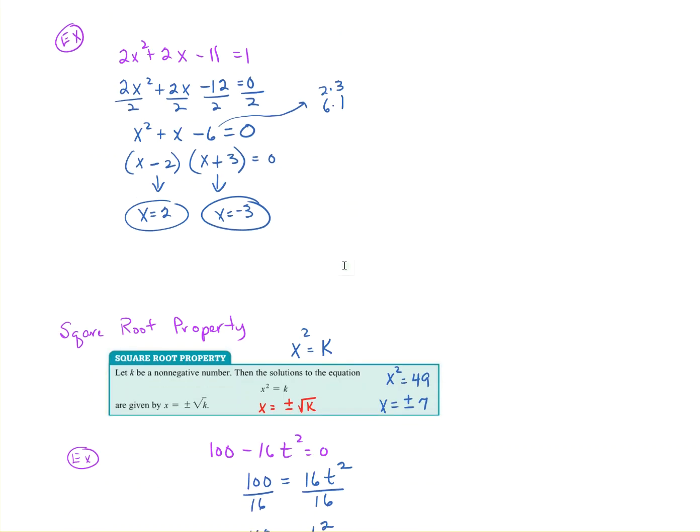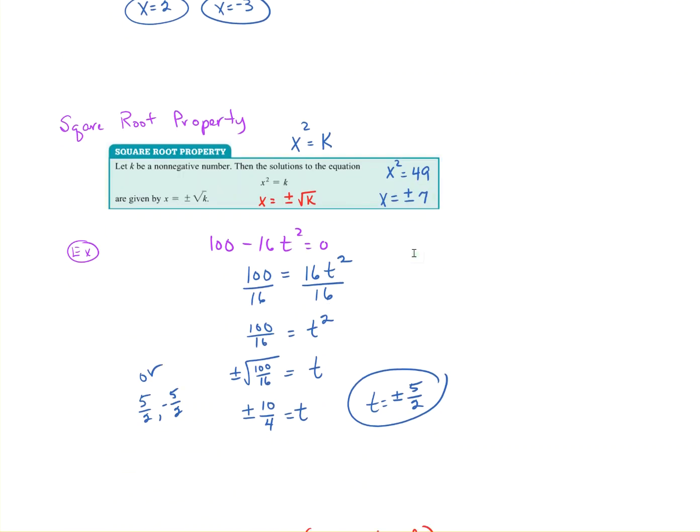All right, let's look at the square root property. So the square root property is when you do not have an x term to deal with. You've got x squared equals a number. If you take the square root of both sides, you get plus or minus a value. If it's a perfect square, like here, you'd get x is plus or minus 7. But if it's not a perfect square, you might have plus or minus the square root of 3. All right, let's look at this example. 100 minus 16t squared equals 0.